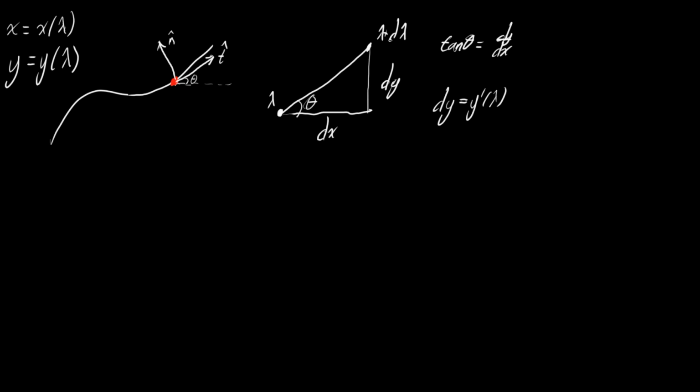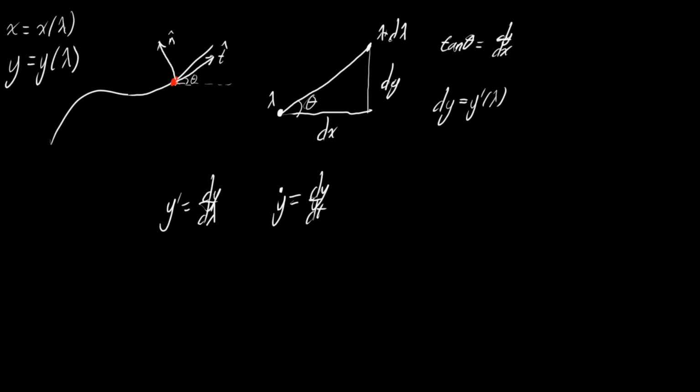So anytime I denote a prime notation, that's going to denote a derivative with respect to lambda. Anytime I write a dot, that's going to be the derivative of y with respect to time. So remember these two notations. We're going to be using both of these a lot.